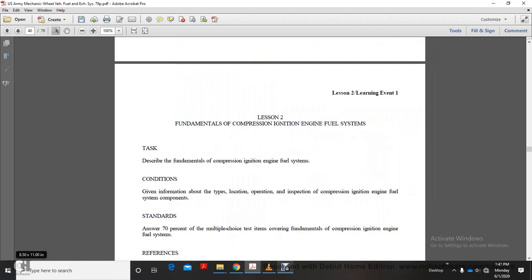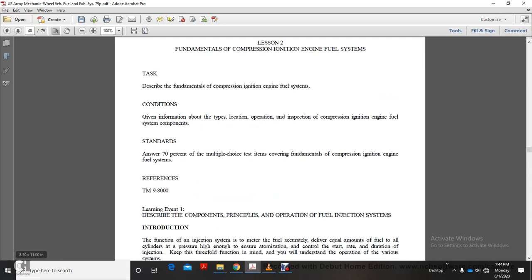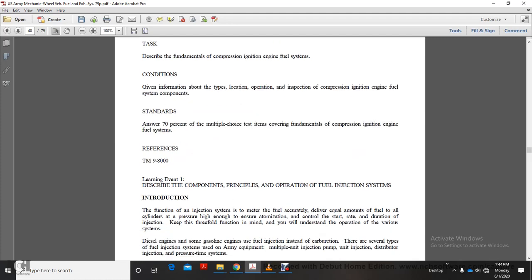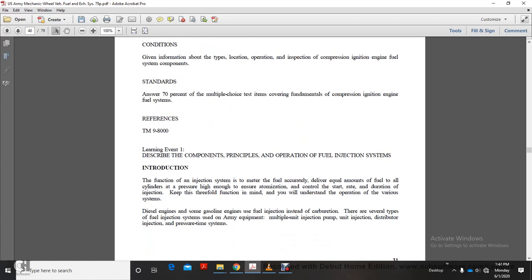Testing, okay. Describe the fundamentals of the compression ignition engine fuel system. Give information about the types, location, operation, and specifications of compression ignition engine fuel system components. Reference TM 9-8000. Learning event 1: describe the components, principles, and operation of the fuel injection system.